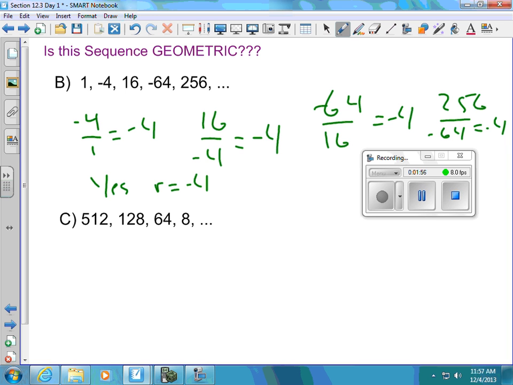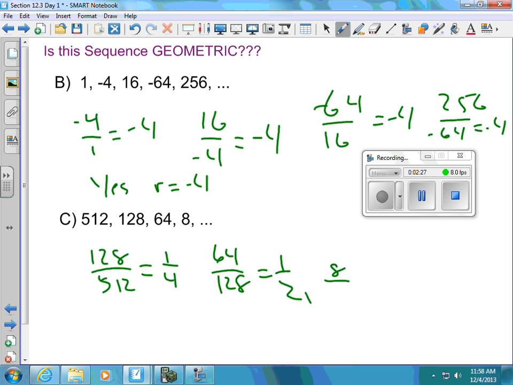Is this one geometric? Let's see, 128 divided by 512. Put that in your calculator, reduce it, you get 1/4. 64 divided by 128, that's going to be 1/2, so we already can see it's not. We can keep going for one further. 8 divided by 64, that's 1/8. So the answer is no. There's no common ratio here, not geometric.